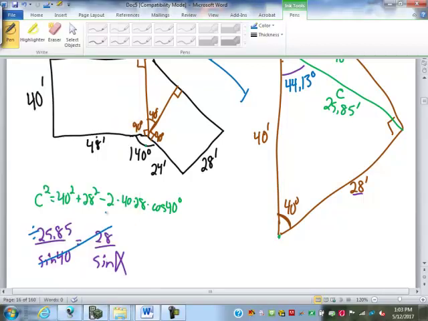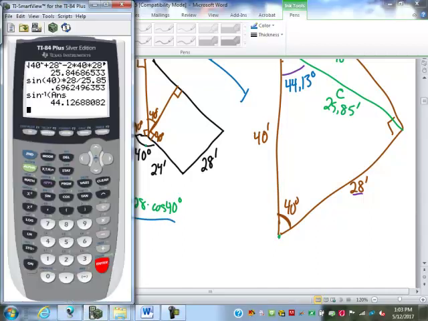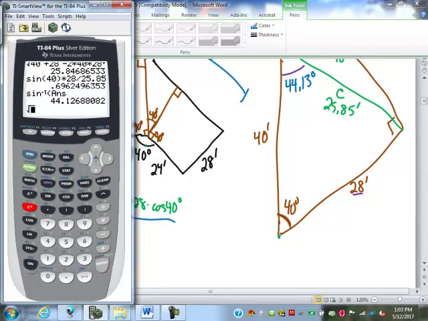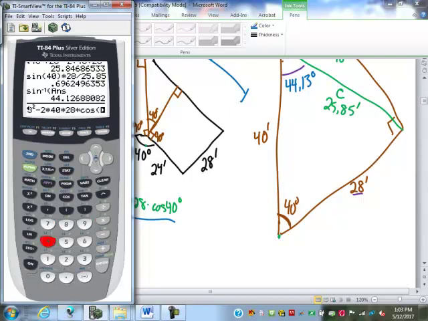I'm going to double check this calculation here. 40 and 28, so let's see what goes on when I retry that one. I'm hoping something went majorly wrong when I did that. Still getting 25.85.